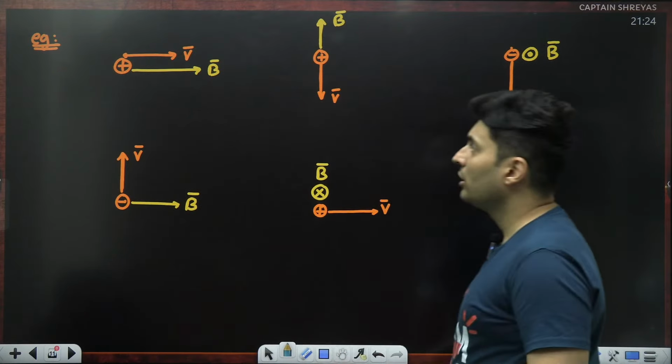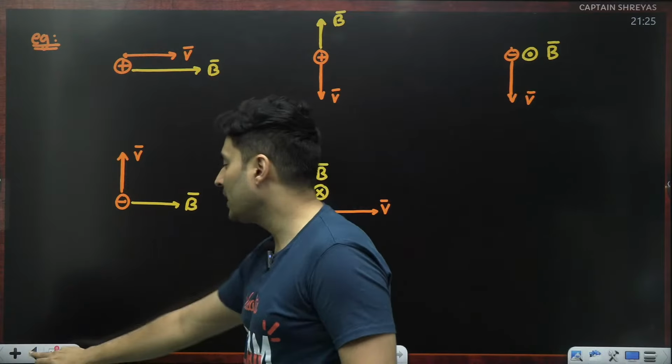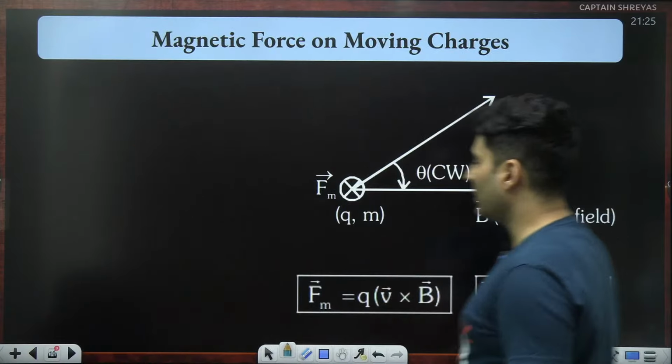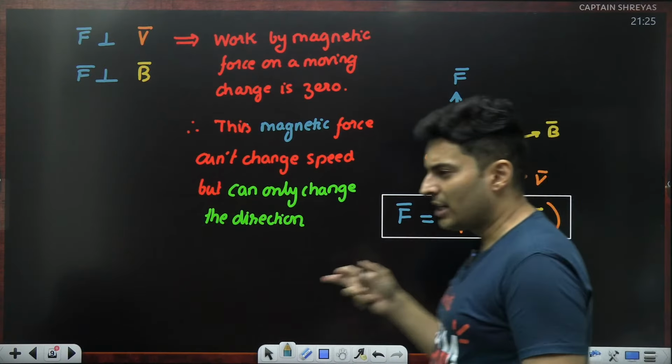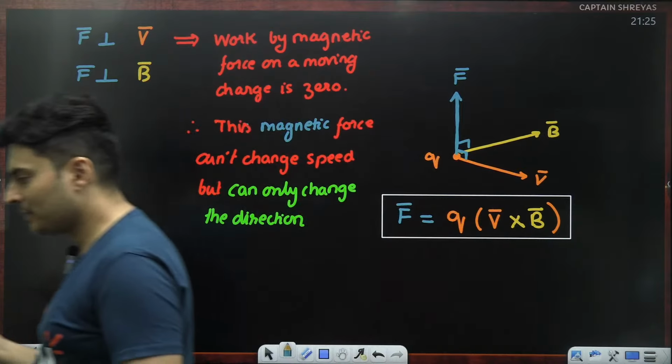First scenario, if you notice, velocity and magnetic field, V cross B, right? Velocity and your magnetic field. So magnitude wise, it is VB sine theta.